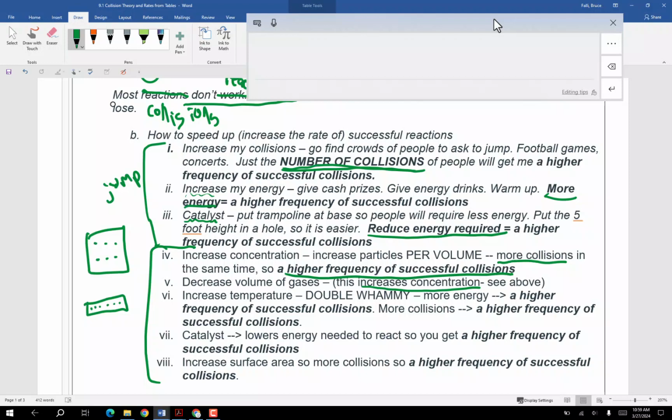If I increase the temperature, this is a double whammy. That means you need to say both of them. So higher temperature means the particles move faster. A higher frequency of successful collisions. Remember how more energy gets you more successful. And more collisions, right? So you have more energy, and more collisions.